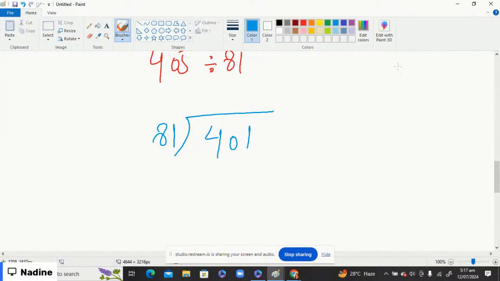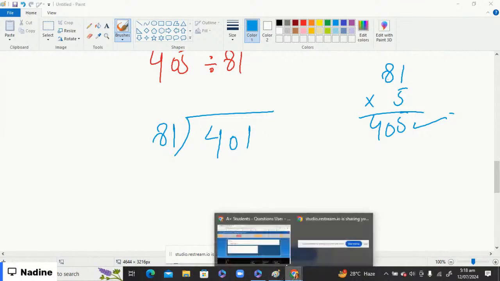81 times. Let's check for 5. One side it's 5. So 5 times 1 is 5. 8 times 5 is... No, it's 405. This is not it. So 5 is not the option.